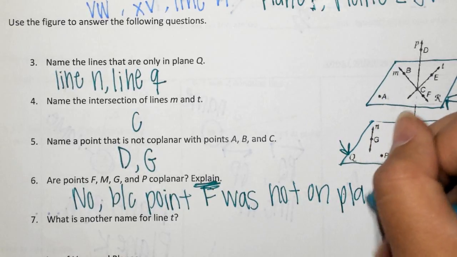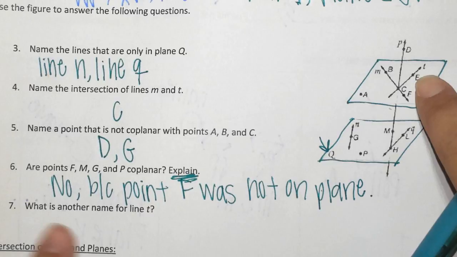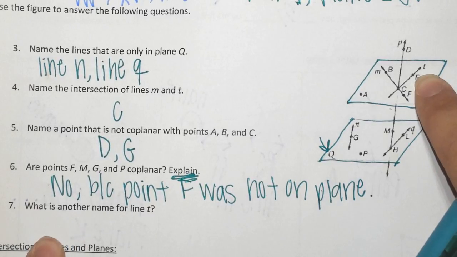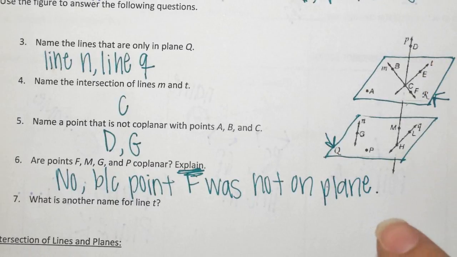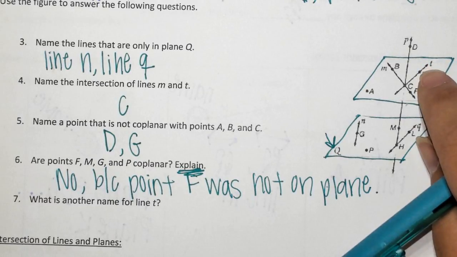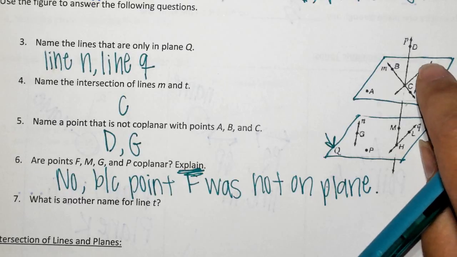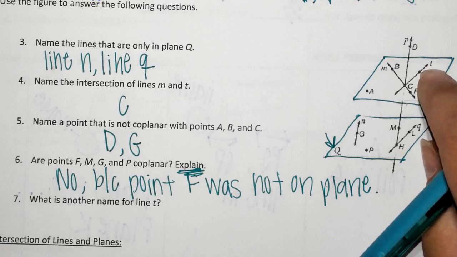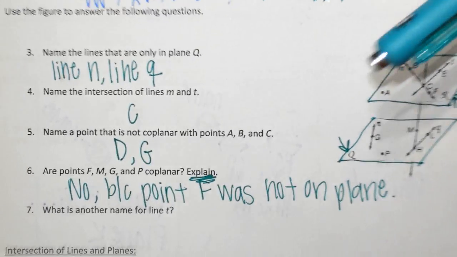All right, name another name for line T. Here's line T. Don't shout it out. Do not say it out loud. Write another name for it. Where's T at? Here's T. Don't yell it out. Write it down. Write down another name for line T without using line T.